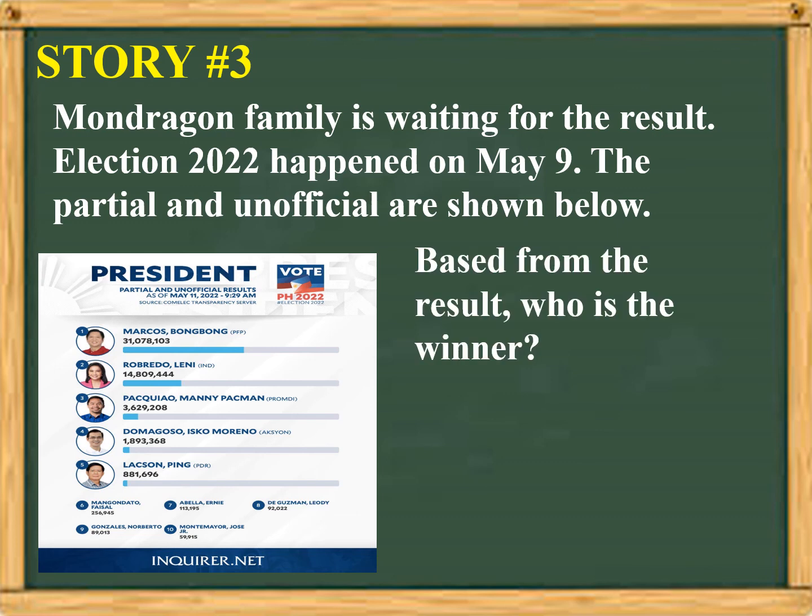So here's our story number 3. The Mondragon family is waiting for the result. Election 2022 happened on May 9. So kung kailan lang yun? The partial and unofficial results are shown below. So as you can see, Bongbong Marcos got 31 million plus votes. Leni Robredo got 40 million plus votes. Manny Pacquiao got 3 million plus votes. Isko Moreno got 1 million plus votes. And Ping Lacson got 800,000 plus votes.